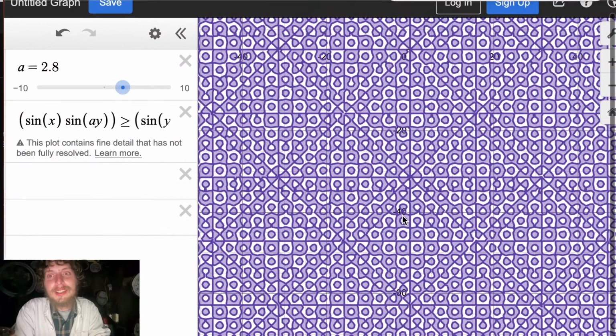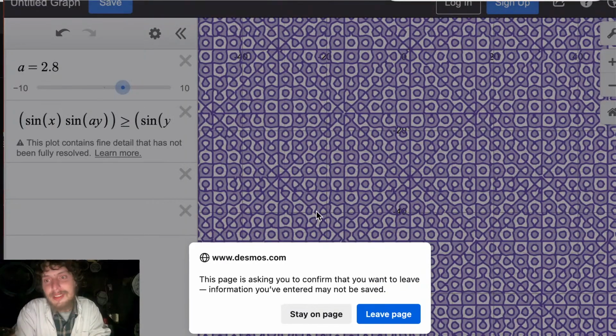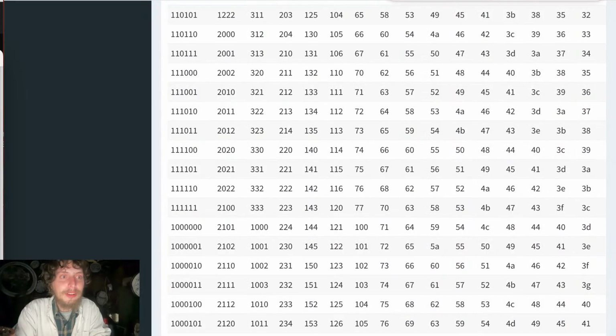Now, this one is having a lot of trouble. Whenever I try and zoom in, it's doing that crazy thing. It's not like in the Desmos. Sorry, Desmos, we're going back to table of bases.